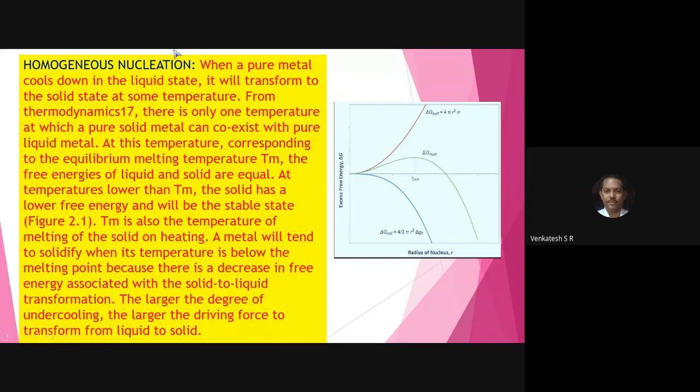Now write down homogeneous nucleation. All of you observe here. Homogeneous nucleation: when a pure metal cools down in the liquid state, it will transform to the solid state at some temperature.